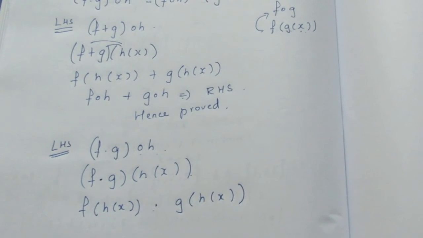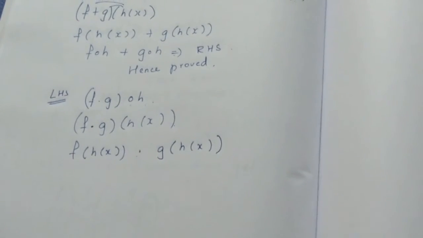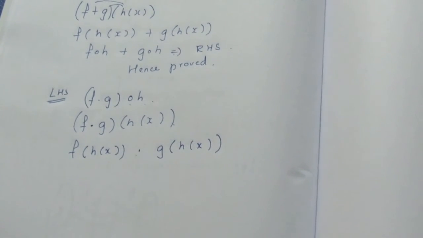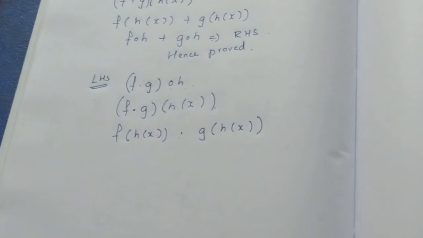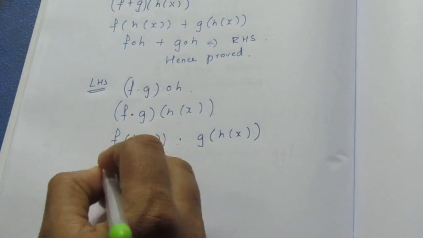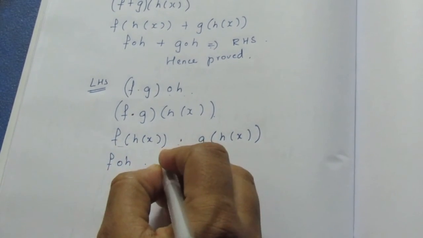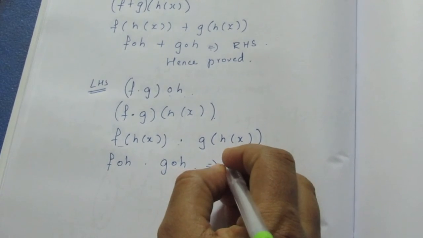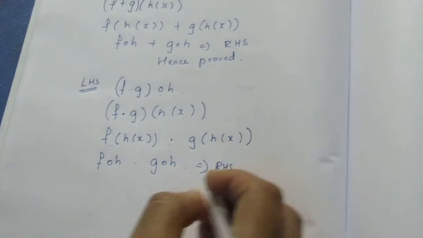Remember that usually we don't multiply it inside when it is a multiply, but here we need to take it inside with both the terms. Now this can be written as f composite h dot g composite h. This is equal to our RHS, so we have proved it.